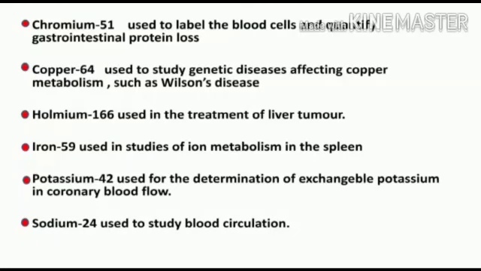Copper-64 is used to study genetic diseases affecting copper metabolism, such as Wilson's disease. Holmium-166 is used in the treatment of liver tumor. Iron-59 is used in studies of iron metabolism in the spleen. Potassium-42 is used for the determination of exchangeable potassium in coronary blood flow. Sodium-24 is used to study blood circulation.